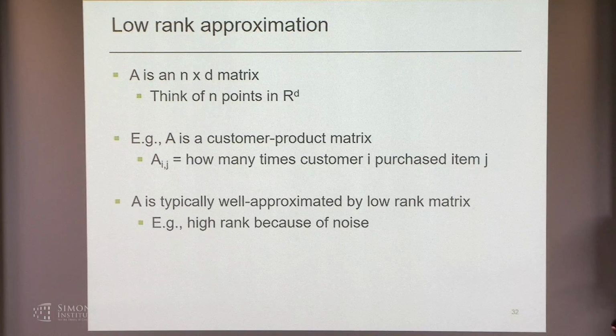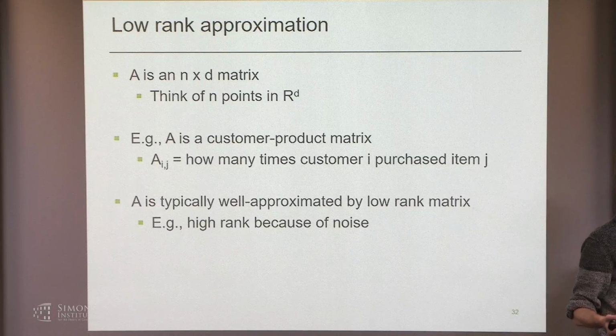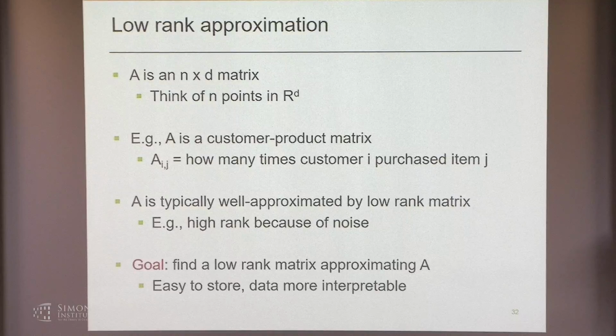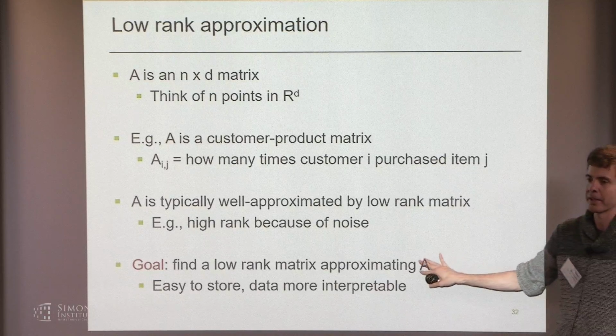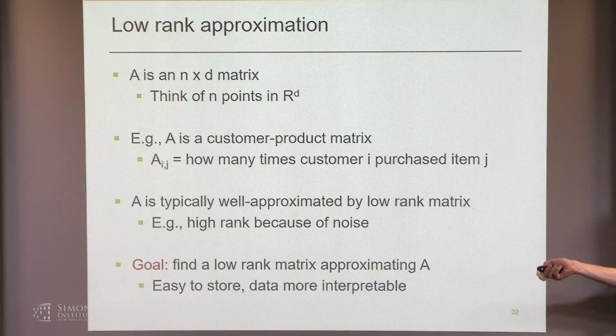In many settings, A is typically well approximated by a low rank matrix. It might just be high rank because of noise. And the goal is to find a low-rank matrix approximating A. Why would you want that? Well, instead of storing nd parameters for A, you can store the two factors of a low-rank approximation. If I write A as U times V, where I have rank k, then it's only n plus d times k parameters. And so it makes it easy to store, and if I'm really removing noise, it can make it more interpretable. So the goal is to find this matrix.